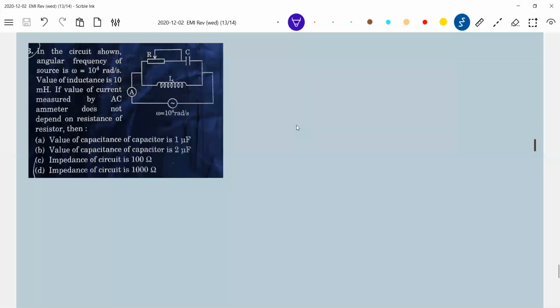If the value of current is measured by an AC ammeter, what current is this? This is the total current. We have the total applied voltage. This current should be independent of R. Means that's why it's telling the arrow, so as you move this, it should not show any deflection. The deflection here should not change. There should not be any deflection.